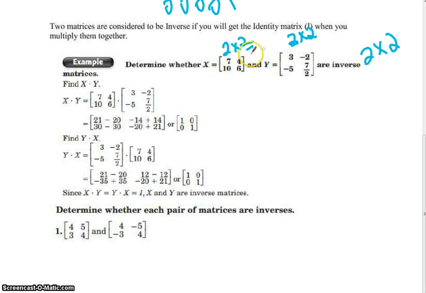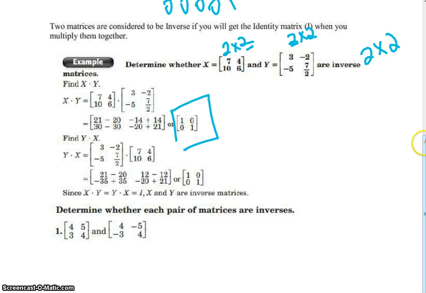You take your first row times your first column, first row times second column, second row times first column, second row times second column. And when they did all that work, they ended up with 1, 0, 0, 1, which is an identity matrix. Therefore, yes, they are inverse.